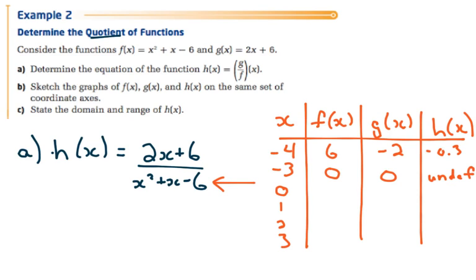Plug in 0 to f, we get -6. Plug in 0 to g, we get 6. 6 divided by -6 is -1. Plug in 1 for f, we get -4. Plug in 1 for g, we get 8. 8 divided by -4 is -2.